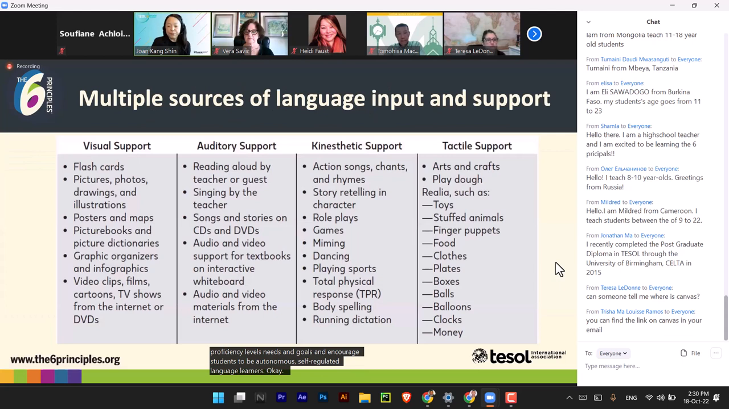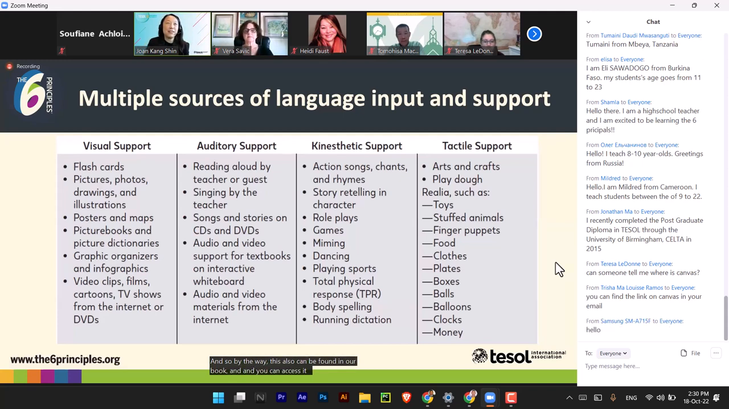Okay, so I'm not going to go through these, but we're going to be giving you examples of giving visual support, auditory support, kinesthetic support, and tactile support in the activities that we show you today. And so, by the way, this also can be found in our book, and you can access it in the Canvas site after this presentation.